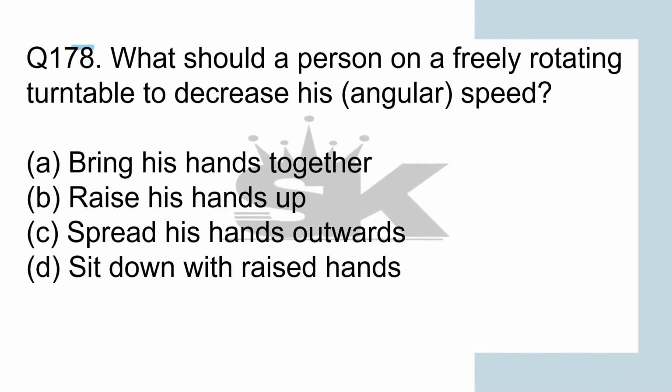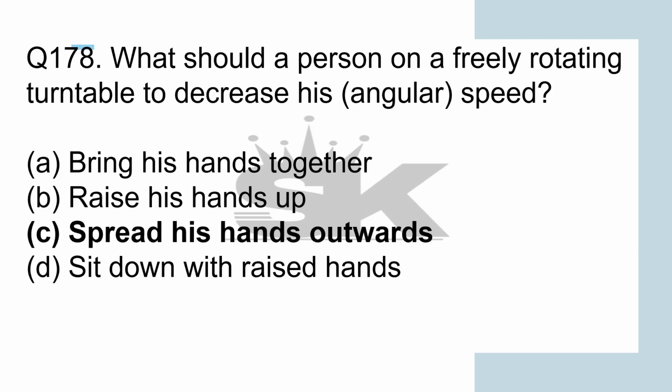What should a person on a freely rotating turntable do to decrease his speed? Spread his hands outward. When a person on a turntable spreads his hands outwards, there will be an increase in the moment of inertia, hence the angular velocity of the turntable will decrease. Okay, so spread his hands outwards.